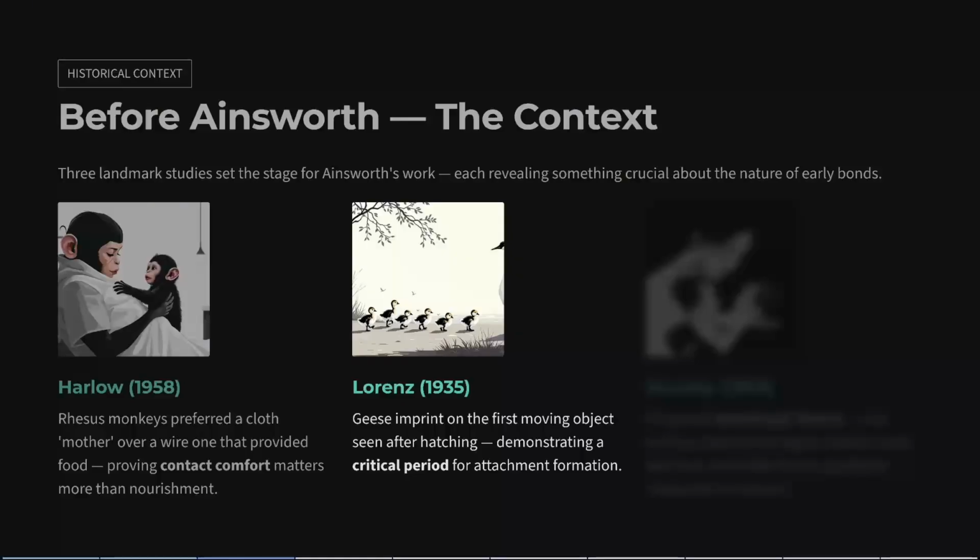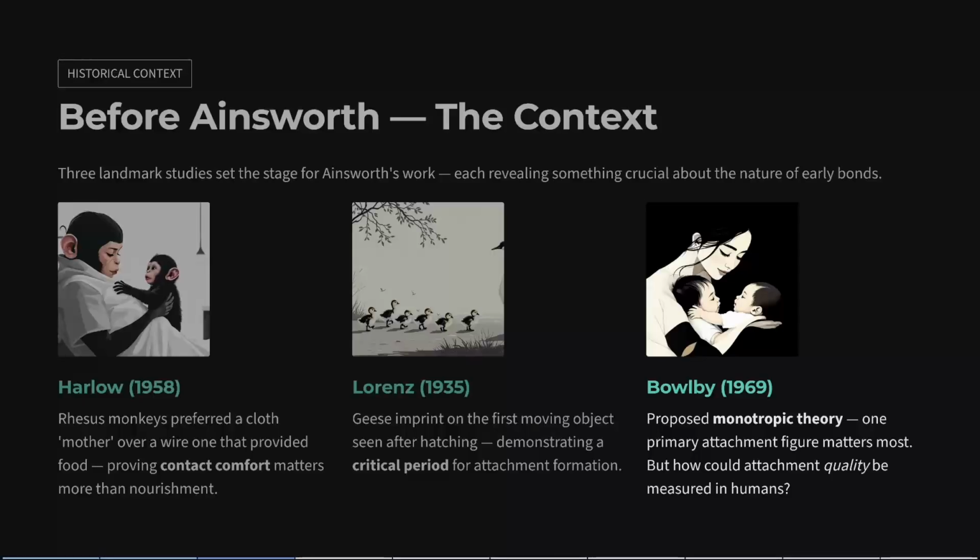The critical finding was the existence of a critical period, a biologically determined window during which imprinting must occur. Outside this window, the capacity gets lost. And this concept of a critical period for attachment formation became central to Bowlby's theory and to the questions Ainsworth was trying to answer. And so the third landmark study is Bowlby, 1969.